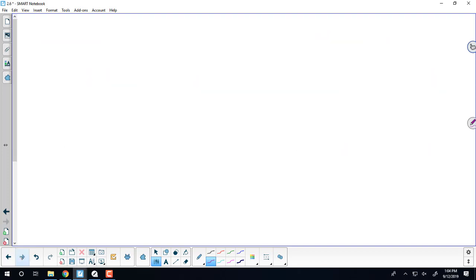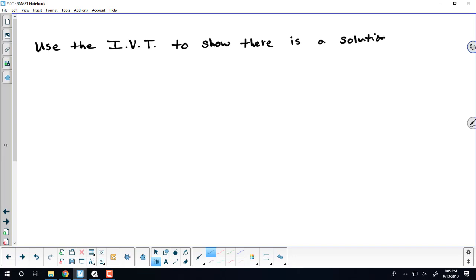Okay. So our example, our instructions: use the intermediate value theorem to show there is a solution to the function 4x cubed minus 6x squared plus 3x minus 2 equals 0 on the interval from 1 to 2.